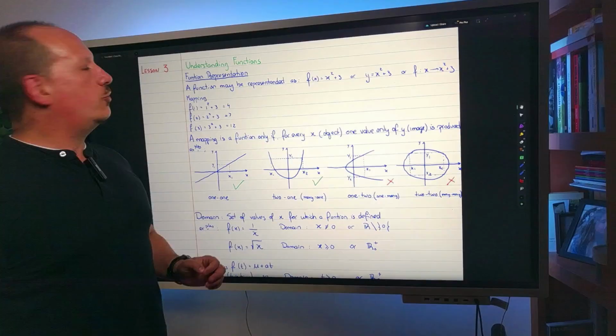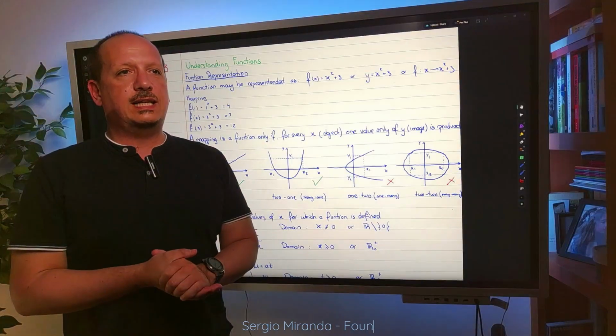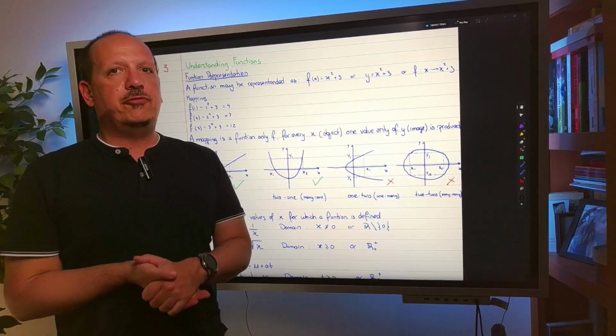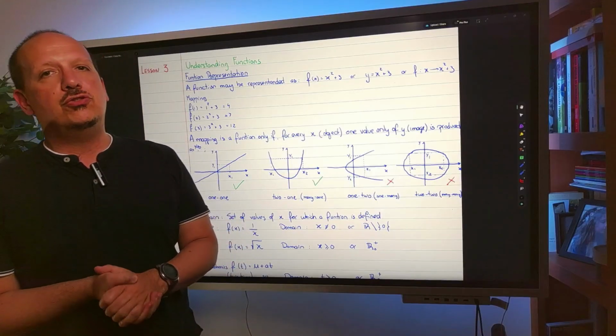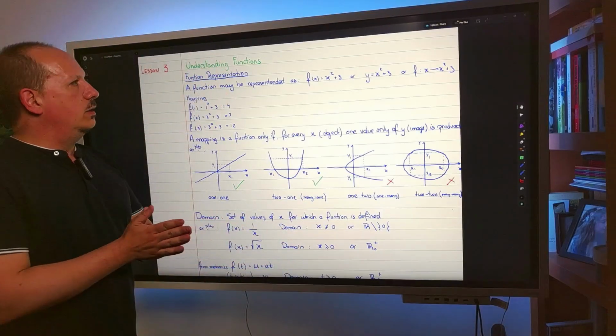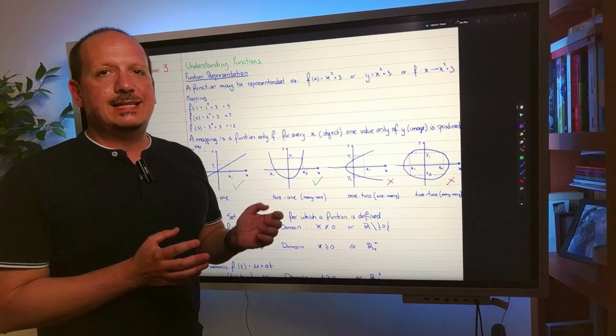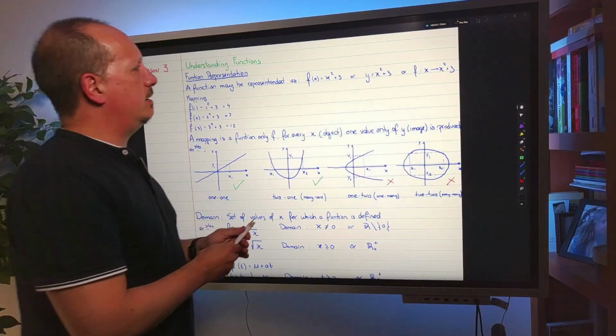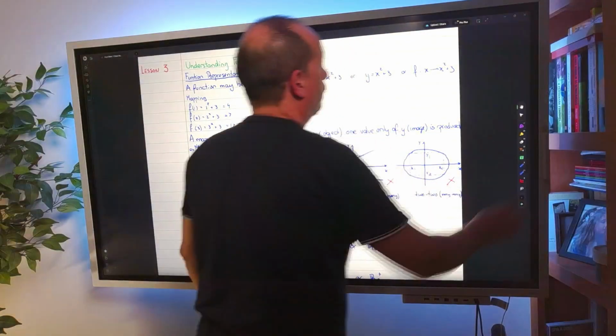In our lesson 3, we are going to try to understand in more detail what functions are, and some aspects and features of functions that you need to know in order to solve some questions. First of all, how do you represent a function? A function can be represented in many different ways. They all mean the same, okay?